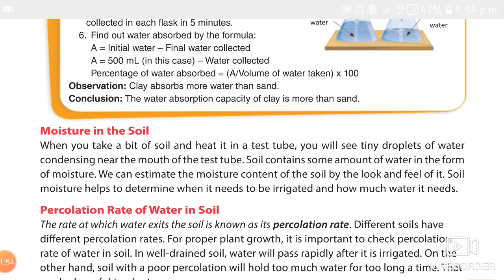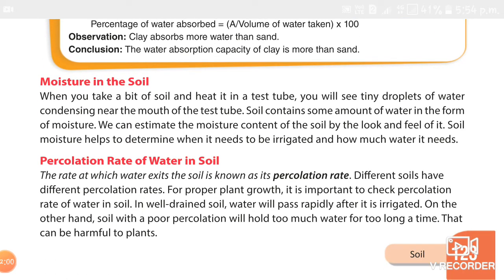The next property is the percolation rate of water in the soil. What is percolation rate? The rate at which water moves down in the soil is known as its percolation rate. All kinds of plants and animals living in the soil depend on the water held by the soil.